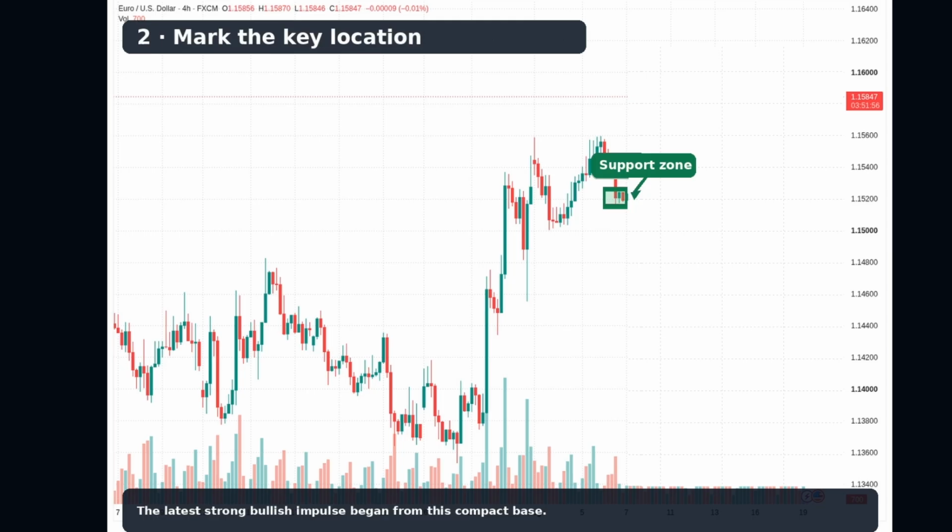Second, we identify a key level. The most recent upward movement began from this area. Price left the area with strong bullish candles and later broke above the previous high. Instead of drawing a thin line, we mark a small support zone around the base of that movement. Now we wait for price to return.